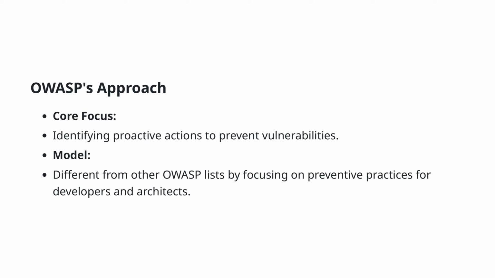In this slide, we delve into OWASP's unique approach towards enhancing application security. The core focus here is to identify proactive actions that can be taken to prevent potential vulnerabilities. Unlike other OWASP lists, which may concentrate more on reactive measures, this model puts emphasis on preventive practices specifically tailored for developers and architects. By adopting this proactive mindset, the aim is to mitigate risks before they materialize into security threats, thereby fostering a more secure development ecosystem from the outset.